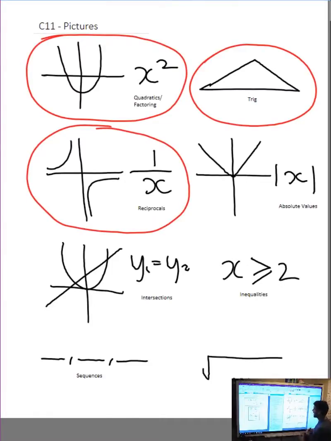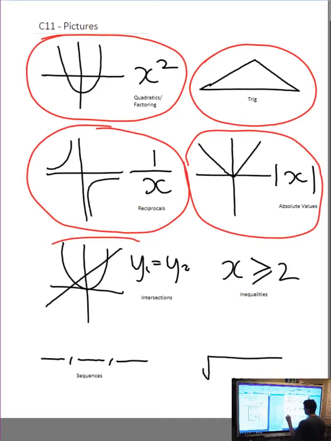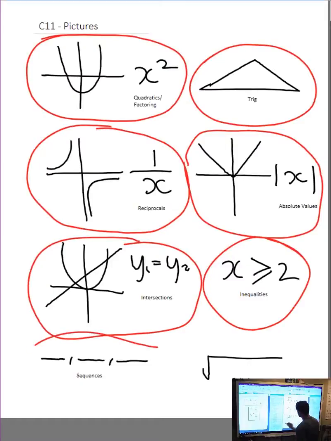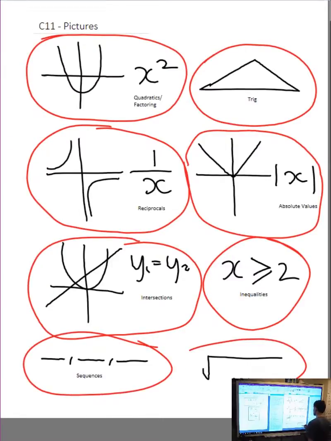This year we're going to call them rational functions. We also saw the absolute value. That one will come up from time to time. We took a look at intersections between graphs, some inequalities, and sequences and series, arithmetic and geometric, and then a few radicals like squaring both sides.